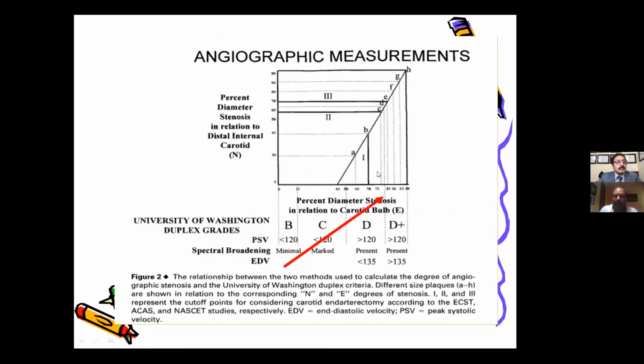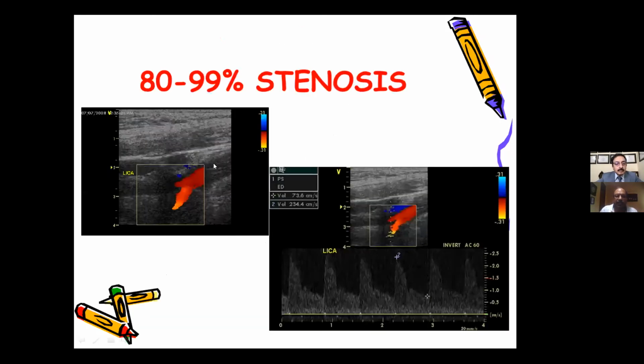A couple of lesions I'd like to show. Look, this is a common carotid artery which bifurcates into internal carotid and external carotid artery. If I put a sample volume at this internal carotid artery at its origin, its systolic velocity is almost more than 2 meters per second with a diastolic velocity of almost 80 centimeters per second, and the ratio is less than 4. So it's classified somewhere between 70 to 99% stenosis.